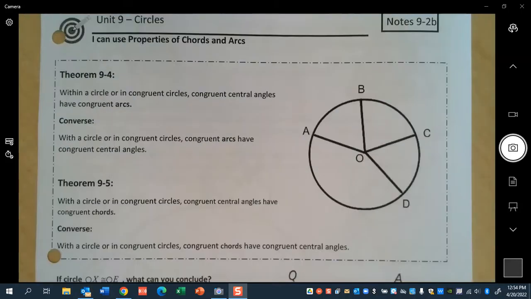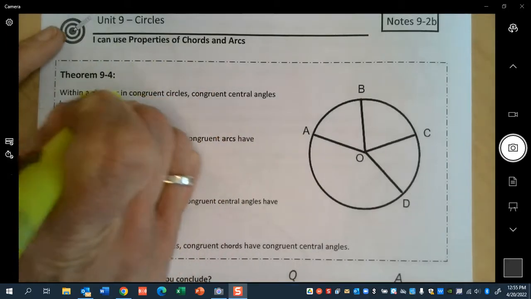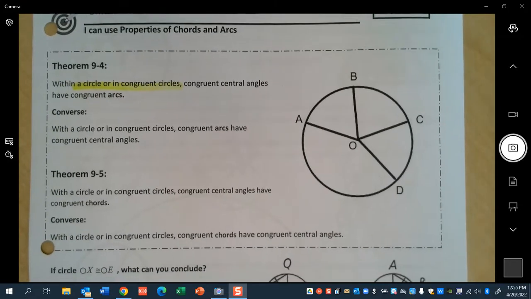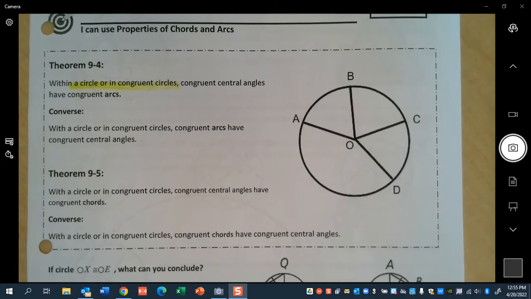And in this section, we're talking about chords and arcs. And the most important phrase that we're going to get all the time is within one circle or in congruent circles. And the reason why we need to say that over and over again is not because of our angles or our arcs, but because of our chords. So when we're talking about that circle, we need to make sure that we're talking about circles of the same size. Are we talking about a circle this big? Are we talking about a circle this big? Or does it not matter?